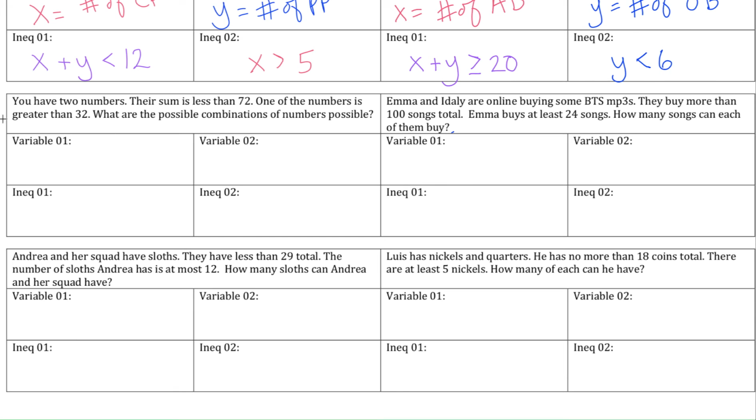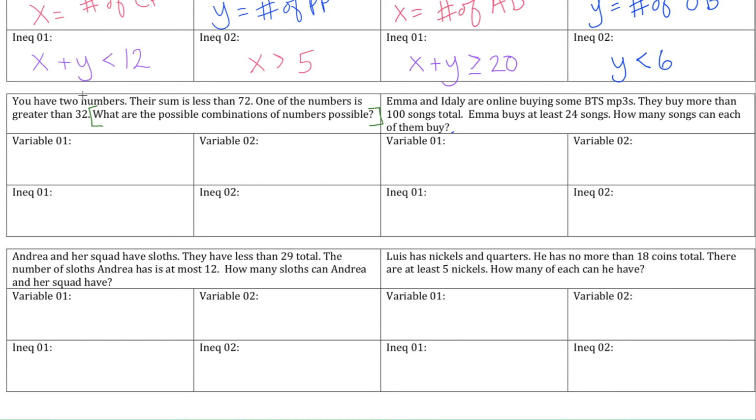All right, so we have two numbers. Their sum is less than 72. One of the numbers is greater than 32. What are the possible combinations of numbers possible? So it really doesn't tell us which one's which, which one's the first number, which one's the second number.